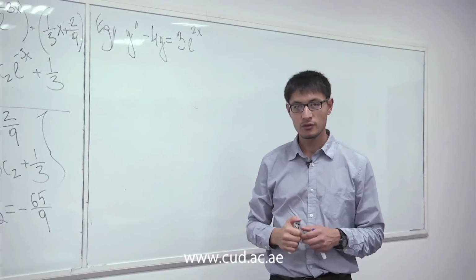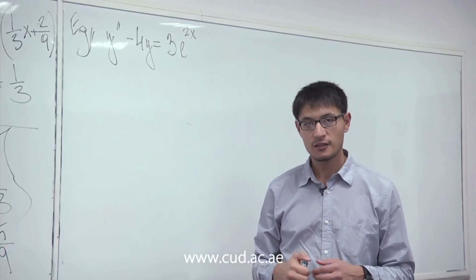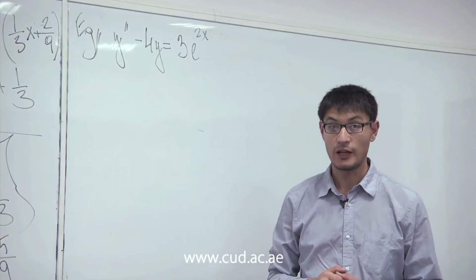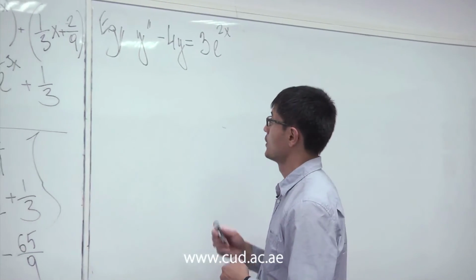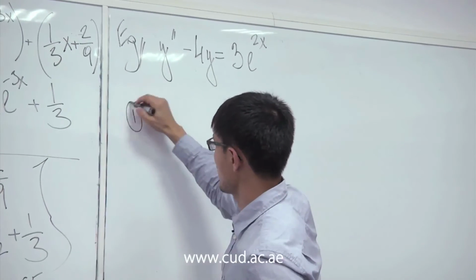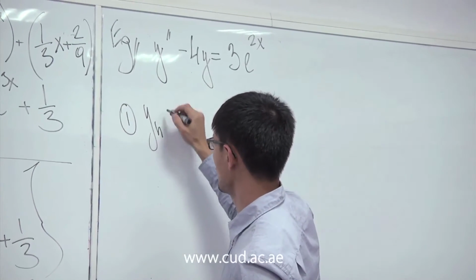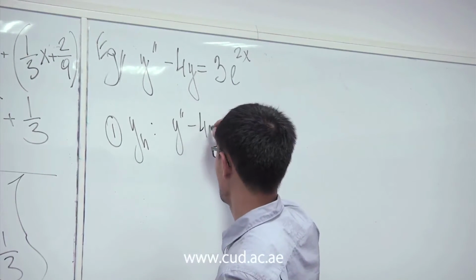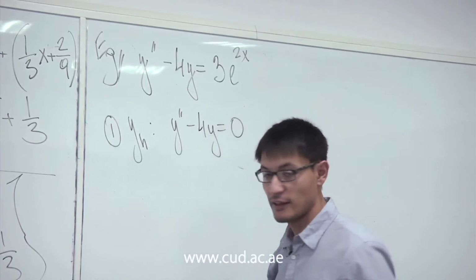Here's another example. Why don't you guys take a second, see if you can solve it on your own. All right, let's try it together. So as usual, first step is to find the homogeneous solution. For that, we copy the original equation and put 0 on the right-hand side.